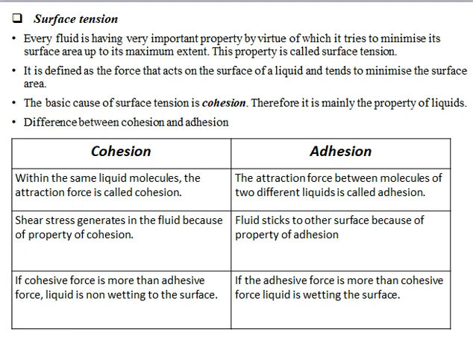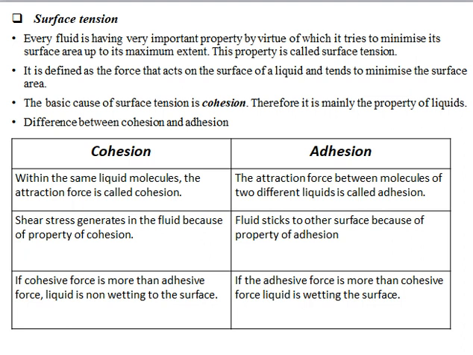The next property of the fluid is surface tension. Every fluid has a very important property by virtue of which it tries to minimize its surface area to its maximum extent. This property is called surface tension. It is defined as the force that acts on the surface of a fluid that tends to minimize the surface area. The basic cause of surface tension is cohesion. Therefore, it is mainly a property of fluids.